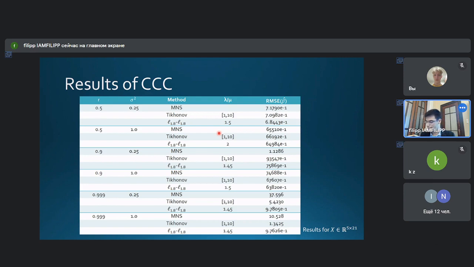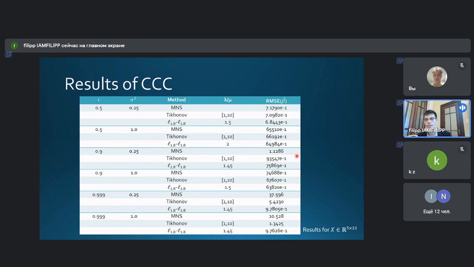valuable. However, as the data becomes more correlated, the Tikhonov and the LPLQ methods are needed. For larger R, for example, 0.9, we can see that MNS is no longer accurate. The errors of MNS are greater than expected, and thus we will have to use regularization techniques.